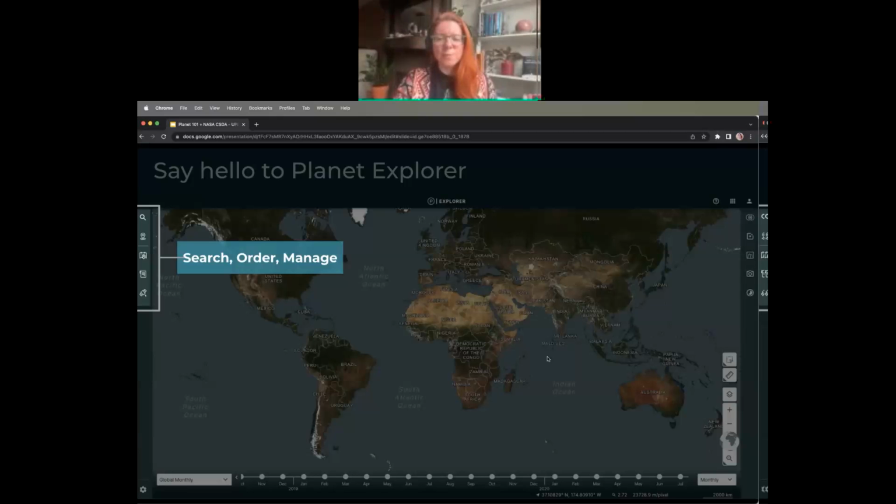So Planet Explorer is pretty user-friendly, especially if you're used to using things like ArcGIS. There's a search option. There's a place where you can manage the orders that you've already placed, and you can download the images from previous orders or check the status of orders that are pending right now.